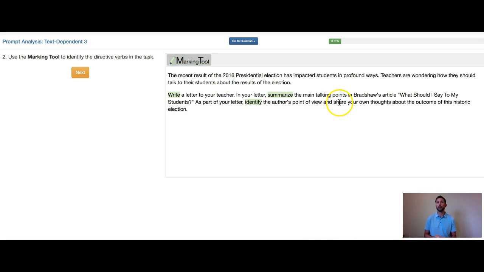view, and share. See, if I stopped reading right there, I would not see the whole prompt. And here is the directive verb here, share, that I want to go ahead and mark. Share your own thoughts about the outcome of this historic election. So I'm going to write a letter, I'm going to summarize main points, I'm going to identify the point of view, and I'm going to share my own thoughts as a writer. These are your four directive verbs.